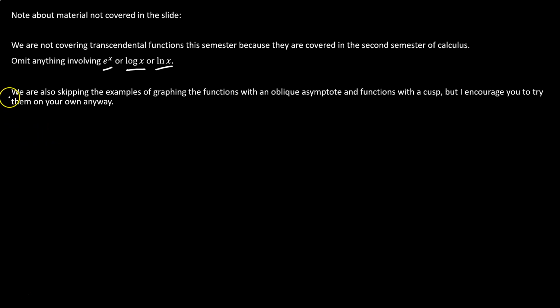And then also, I'm skipping the examples that graph a function with an oblique asymptote and a function with a cusp, but I would encourage you to try them on your own if you have enough time. That's it for section 4.7. I'm going to try and work on more videos so that we can catch up, because all this stuff is causing us to fall behind.